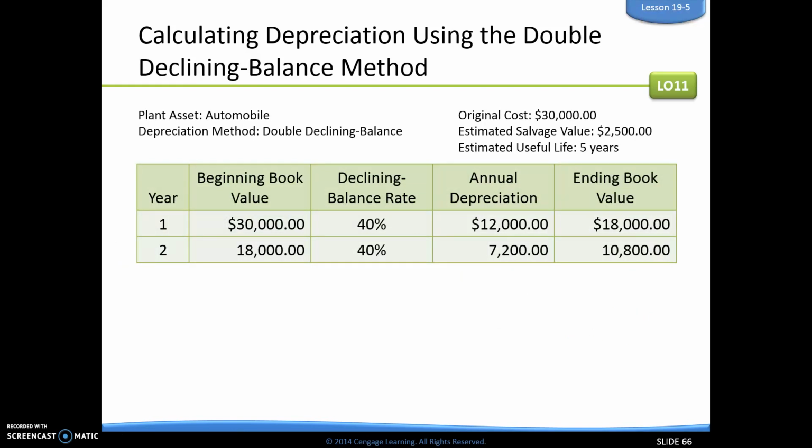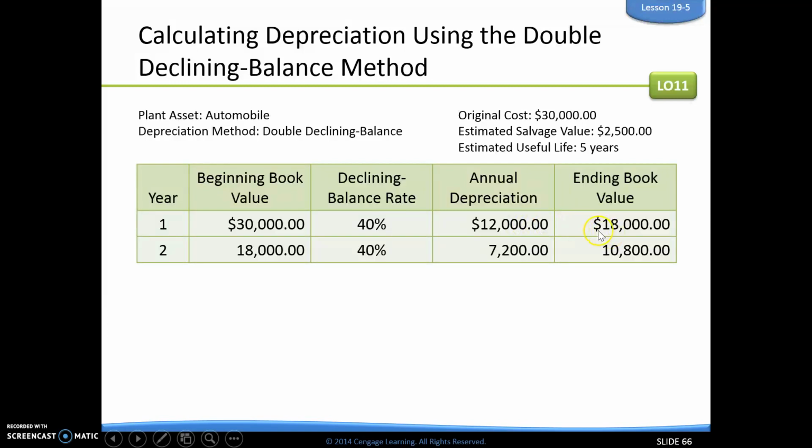Now we move over here and we start with an automobile, maybe it's a company car, and double declining balance is our depreciation method. And we start with our original cost of $30,000, which is our book value, right? It's got estimated salvage of $250 and then estimated useful life of 5. So we take our beginning book value of $30,000 and we multiply it by the 40%, which means that our annual depreciation is going to be $12,000, which brings our ending book value down to $18,000.